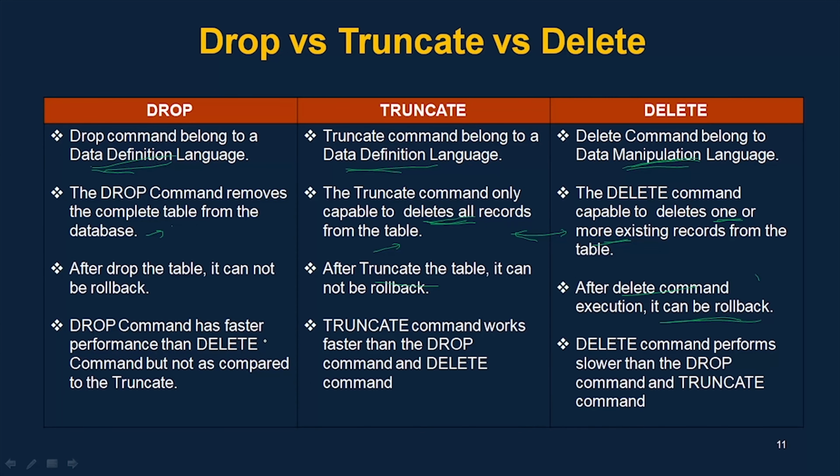The drop command has faster performance than the delete command, but not as compared to truncate. What it means is, when we are removing the table from the database using drop, you will get faster performance as compared to delete, because delete is a DML operation, so it may take more time. But drop is not as fast as truncate, because truncate deletes only all the records from the table, while drop will delete all the records from the table as well as the description of the table. So due to that, it is not faster as compared to the truncate command.